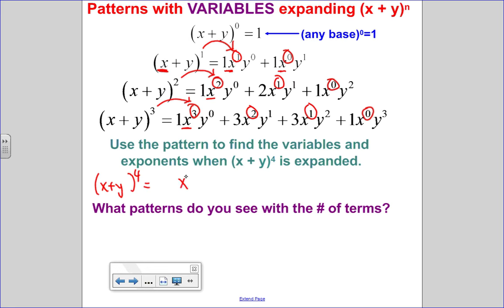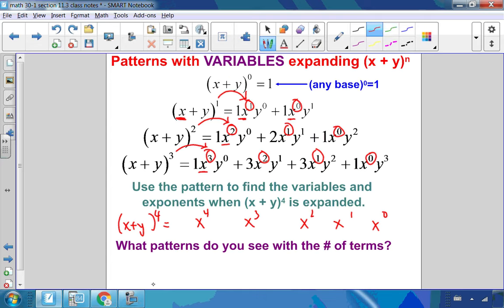So I know it's going to start at 4, and then it's going to go down 3, 2, 1, and none. So that's the pattern for x's. Let's look at the pattern for y. So if I look at y, for my second variable, I have 0 and then 1. So I build up to this exponent.